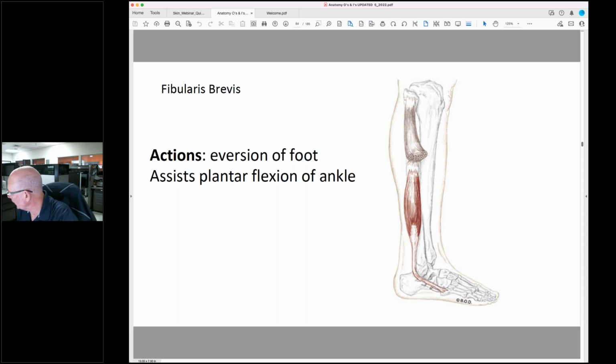We're almost done, by the way. We just have one more muscle to go over, and then we'll take a break. So hang in there. I know this is a lot of muscles to go over.